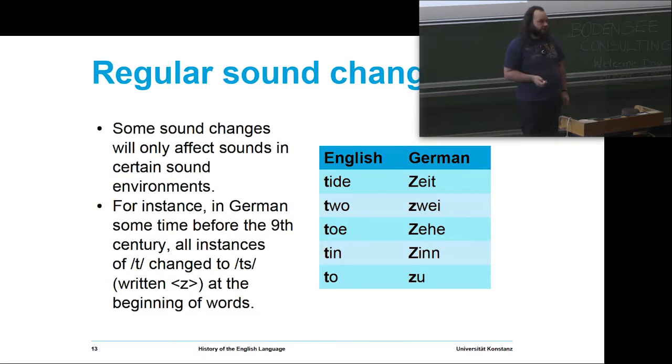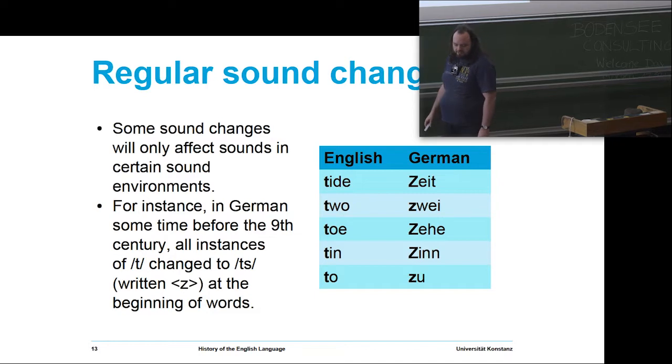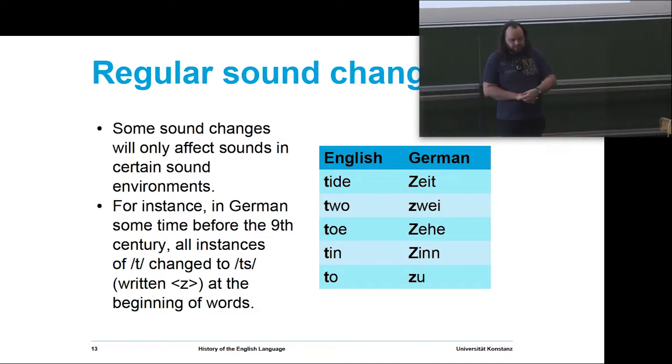Now, some sound changes will affect sounds only in certain sound environments. So here we've got another systematic correspondence. Here we've got a systematic correspondence between a t and a ts in German. And this correspondence between t and ts only holds at the beginning of words. So here we've got examples.